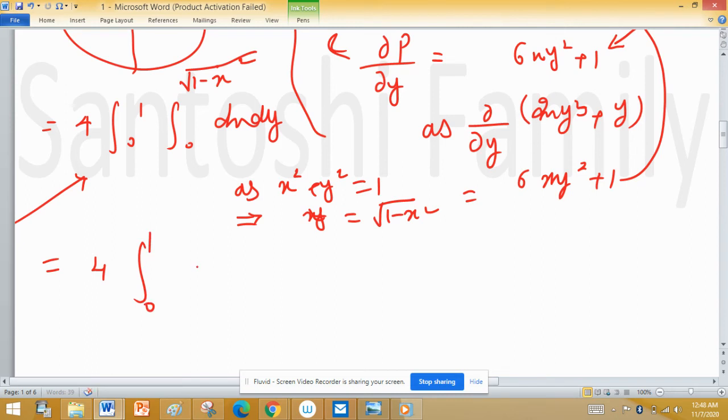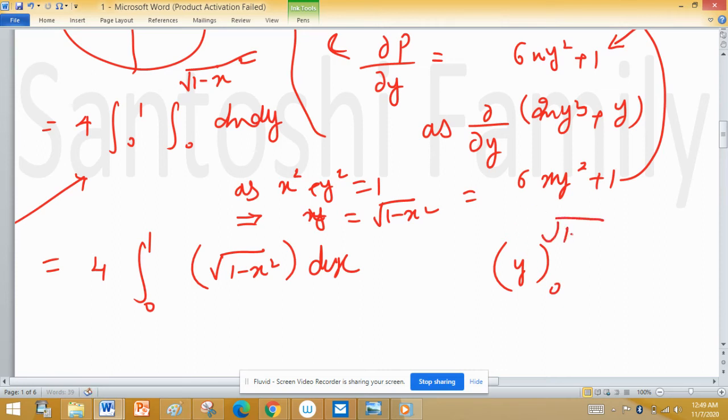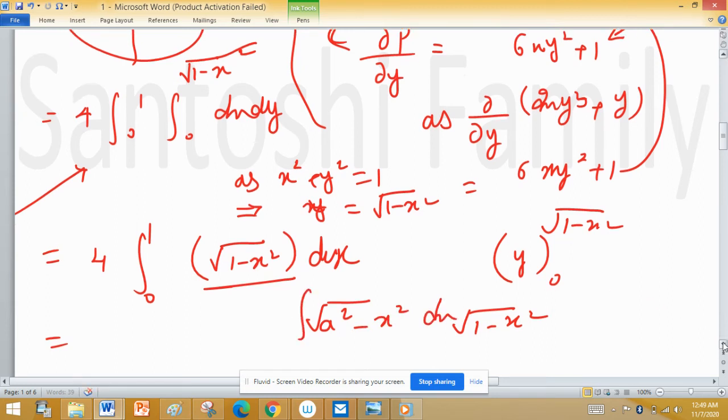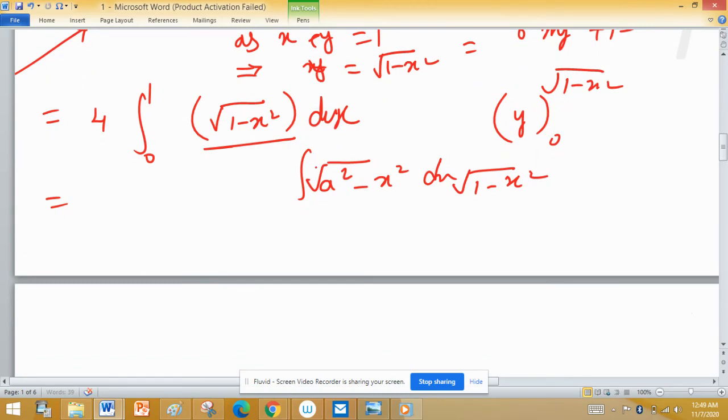So I first integrate with respect to y, and it will be the integral from 0 to 1 of square root of 1 minus x square dx, because it will be y, and when we use the lower and upper limit, it will be square root of 1 minus x square minus 0. So I directly use this one. Now you can see this appears as square root of a square minus x square dx type. So I use the formula for square root of a square minus x square. Here a equal to 1.